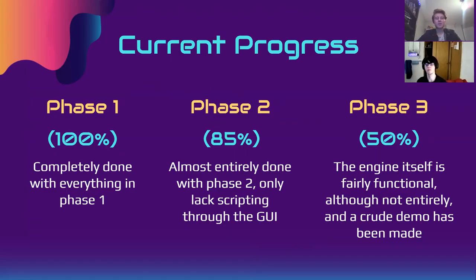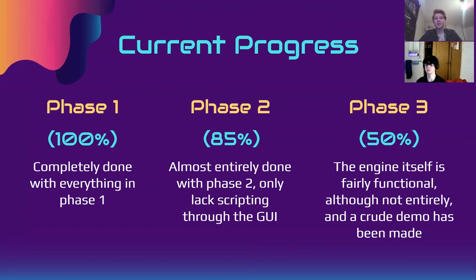So phase 1 is 100% done. Everything that we set out to get done in phase 1 has been completed. Phase 2, we're almost done, about 85%, because we're only lacking the scripting through the GUI. You can create object logic in the IDE, but the original plan was to get it to where you can write the object logic in the GUI and attach that to an object, which isn't fully functioning yet.